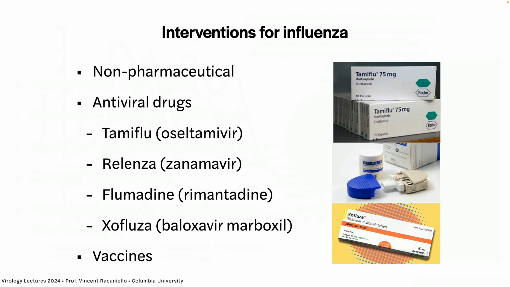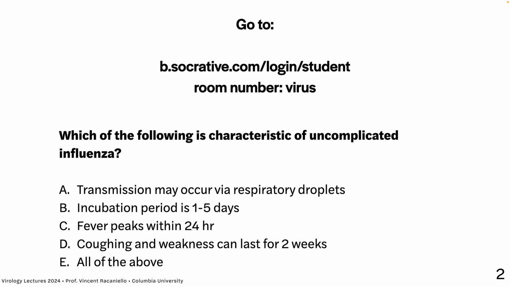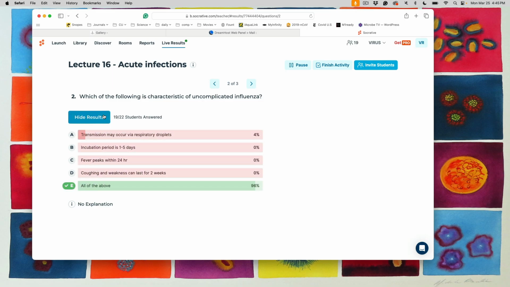Next question. Which of the following is characteristic of uncomplicated influenza? Transmission may occur via respiratory droplets. Incubation period 1 to 5 days. Fever peaks within 24 hours. Coughing and weakness can last for 2 weeks. All of the above. How do we do? Most of you got all of the above. Very good. Only one person, I think. That's what that 4% is. One person got transmission may occur. That's true, but they're all true. 1 to 5 days, fever peaks in 24 hours, coughing and weakness can last for 2 weeks.